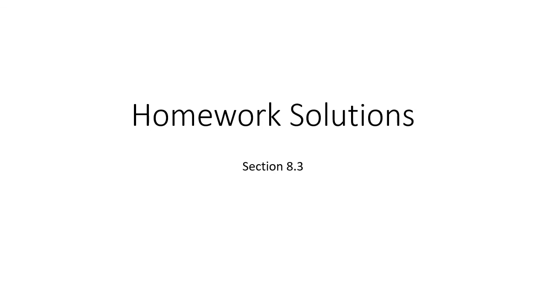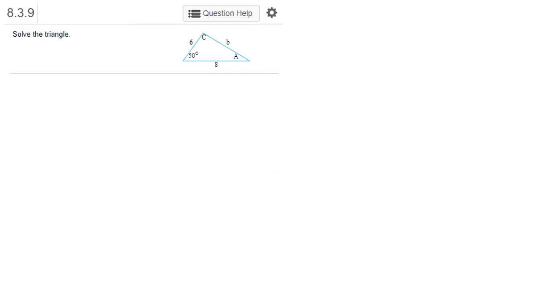We are going to take a look at solutions to the problems assigned out of section 8.3. So we have a solve the triangle problem, which, as always, just means find all the missing sides and all of the missing angles. What makes this a little bit different is that rather than knowing two angles and some combination of sides, what we know is two sides and an angle in between them. Okay, so we have a side angle side.